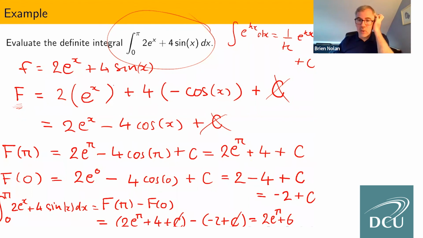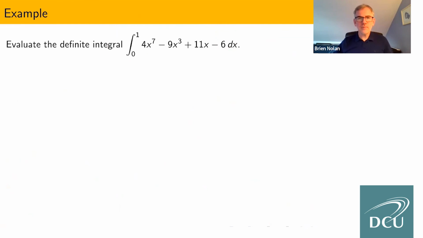Okay, but let me just recap quickly on the key points there. I started with the function little f. I used the rules of integration and the tables to figure out the antiderivative. I can check, and indeed I should always check that I've got the antiderivative right by just differentiating this function and making sure that I get 2 times e to the x plus 4 sine x, which I will. I'll put in the limiting values, the endpoint values, and subtract to get the result there for the area under the curve.